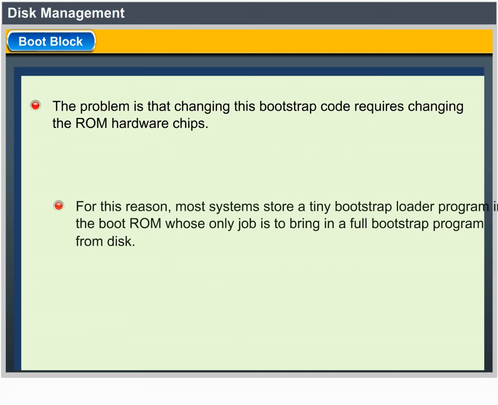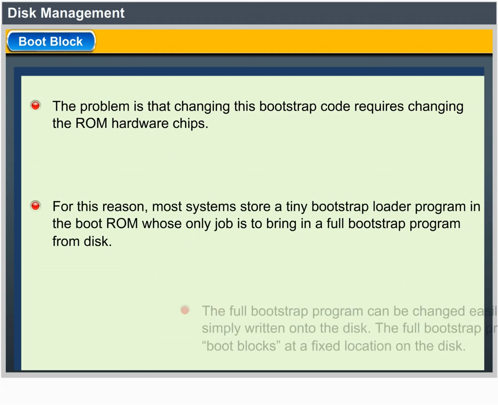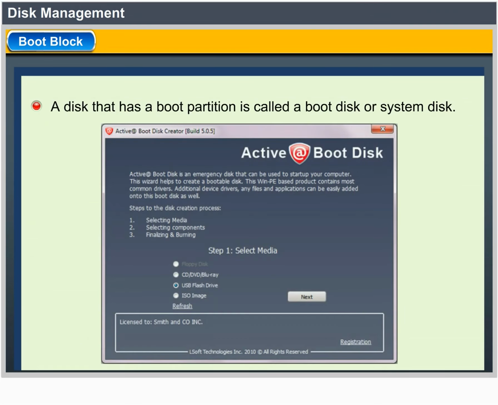For this reason, most systems store a tiny bootstrap loader program in the boot ROM whose only job is to bring in a full bootstrap program from disk. The full bootstrap program can be changed easily. A new version is simply written onto the disk. The full bootstrap program is stored in the boot blocks at a fixed location on the disk. A disk that has a boot partition is called a boot disk or system disk.